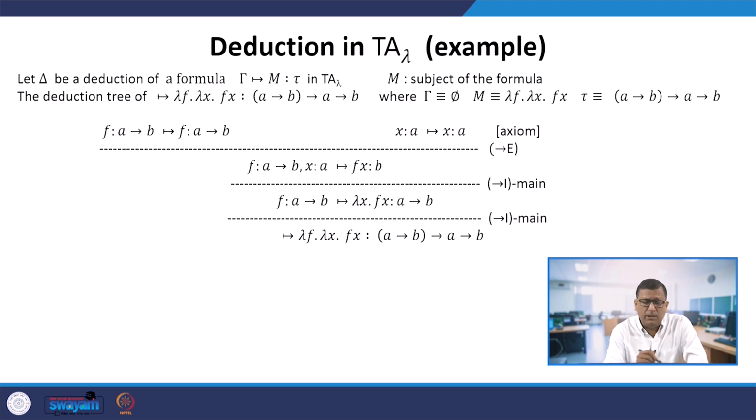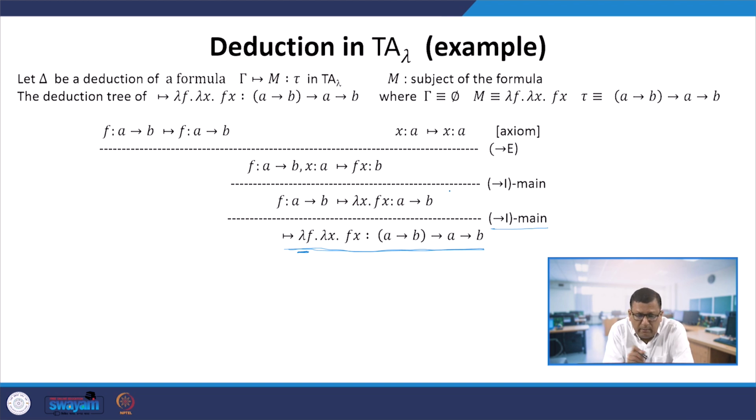So let us see how this deduction proceeds. The deduction proceeds from this point. This is the conclusion. Since here we have lambda f, the rule arrow I has to be applied. In order to apply arrow I, the context should say f has some type. Here f has type a arrow b, and the term lambda x dot fx has type a arrow b. If that is the case, when we do arrow I, we get this conclusion.